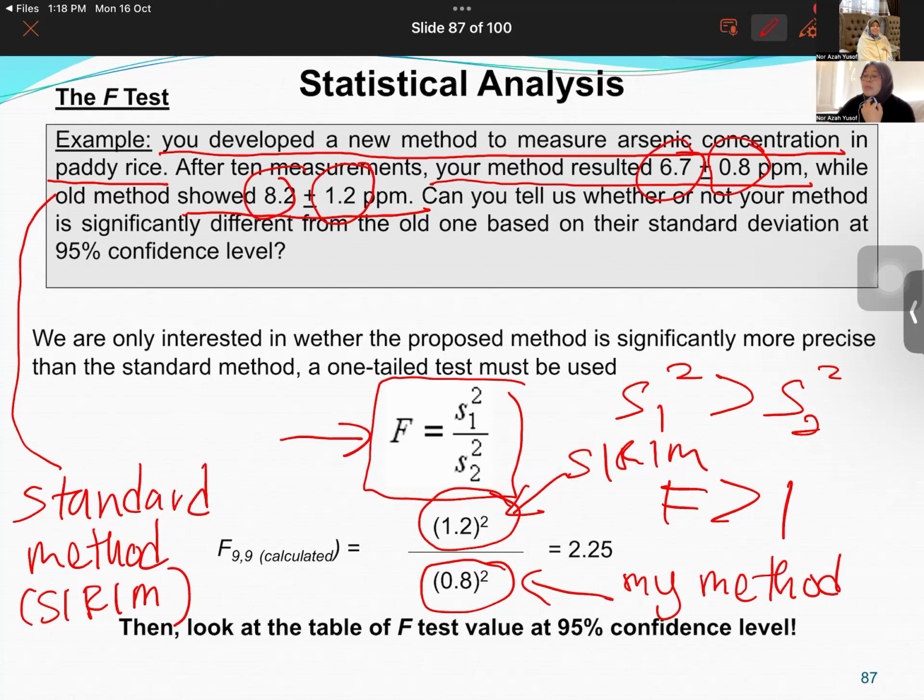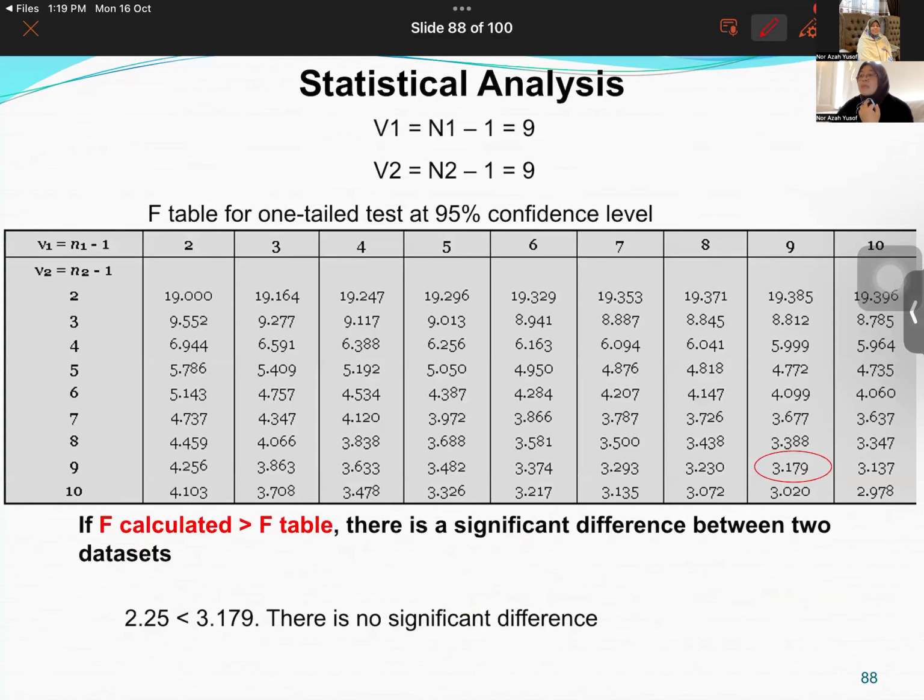Now, the formula is quite easy, it's S squared. If you have the standard deviation, then you just square it. Once we arrange it correctly, this is the value of F. Now look at the F test table, and let's say we want to do the analysis at 95% confidence level.